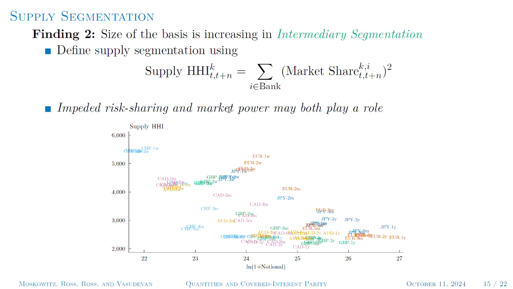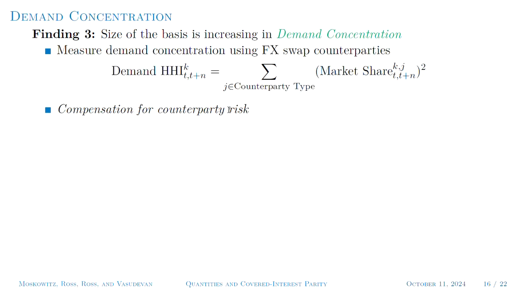So this result that the basis is increasing in intermediary segmentation is one result that suggests the role of individual banks' constraints. But we'll have some more results that I'll discuss later that add to this. Our third result is that the size of the basis is increasing in demand concentration. So how concentrated the market is in terms of its counterparties.